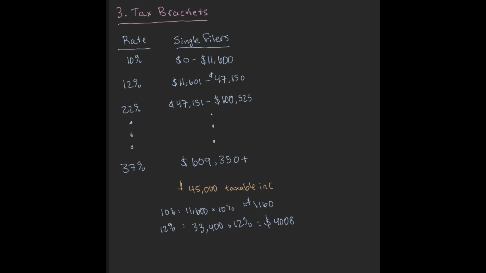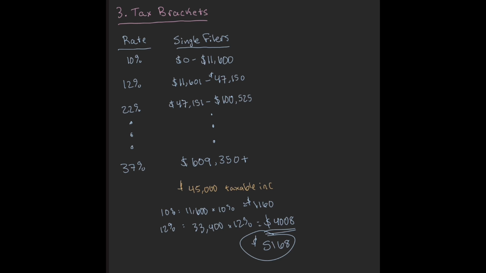And now that's it. We don't have any more taxable income. So we would just add these two numbers together, and it gives us total tax of $5,168, and that is how much money we're going to pay in taxes.